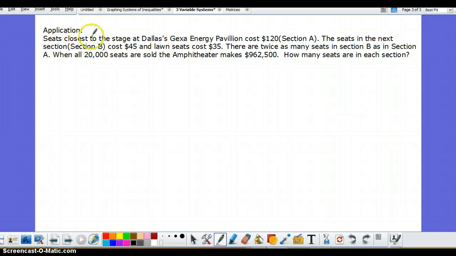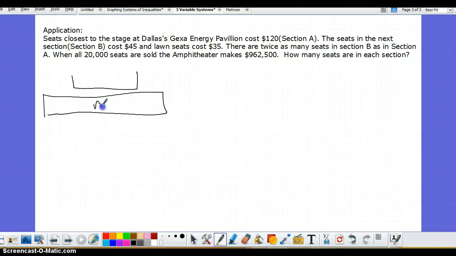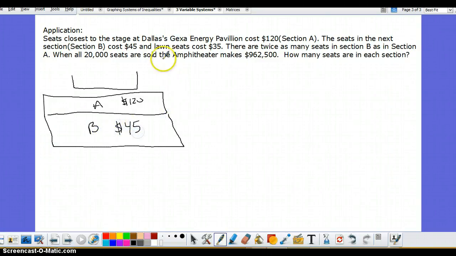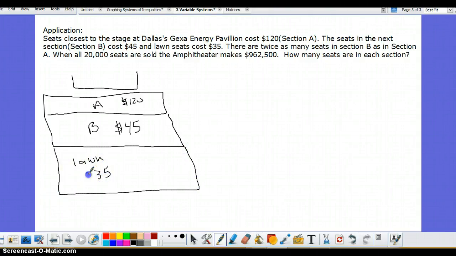It says seats closest to the stage at Dallas's Energy Pavilion cost $120. So if we've got a stage here, we've got a section A. These are worth $120 per seat. Then it says the seats in the next section, section B, are $45. And then they say lawn seats, so I'm assuming the lawn is going to be back here. This is our lawn. They're $35 a piece.